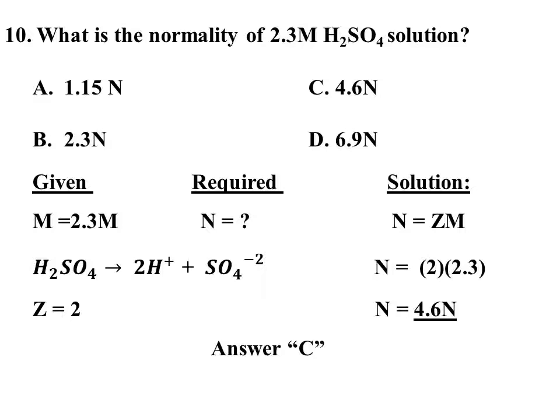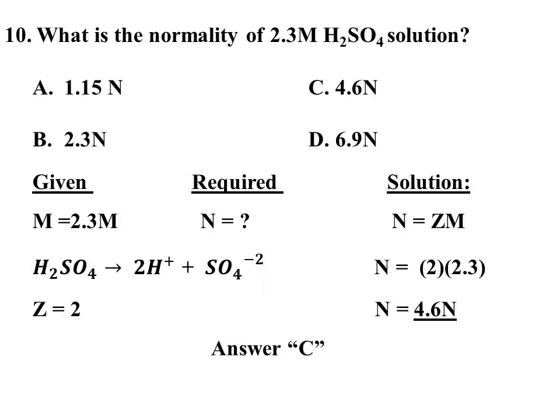Question number 10. What is the normality of 2.3 molar H2SO4 solution? A 1.15 normal, B 2.3 normal, C 4.6 normal, D 6.9 normal. Given we have 2.3 molar and the solution is sulfuric acid solution. Sulfuric acid dissociates to give 2H plus and SO4 2 minus. The total positive charge is 2 times positive 1 equals 2, Z equals 2.